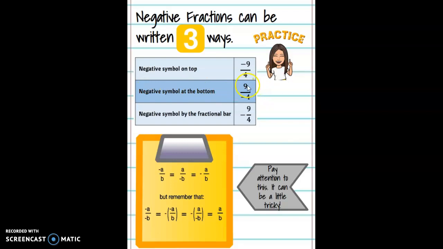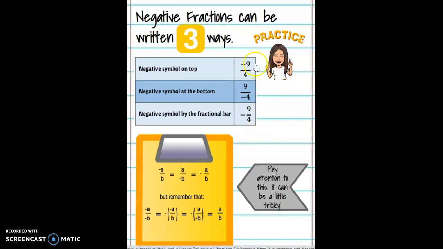In this example, I have 9 divided by negative 4. Again, this is a positive divided by a negative, and my answer is also going to be negative. And last, I have negative 9 over 4. So if I divided 9 by 4 and got an answer, it's going to be the negative answer. So in this case, 9 divided by 4 could be written as a mixed number or as a decimal of 2.25. So in either case, if I divided this out, I would end up with negative 2.25.